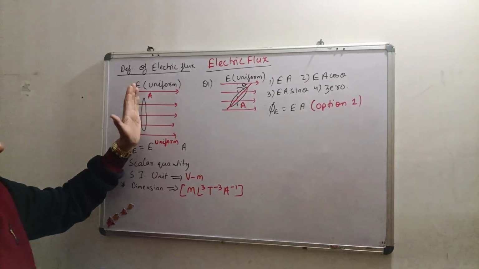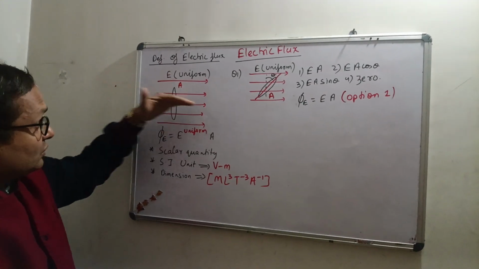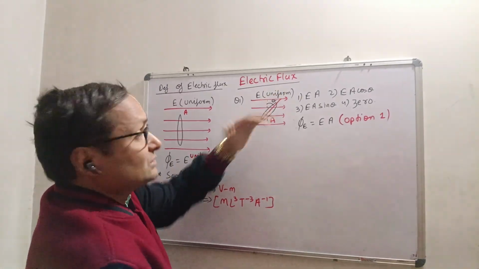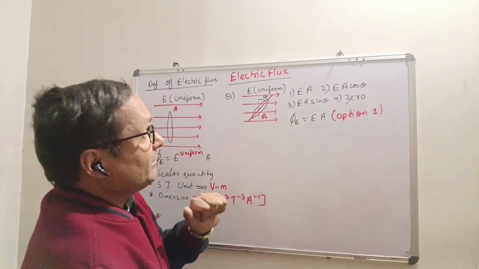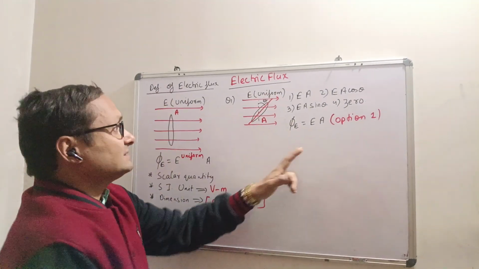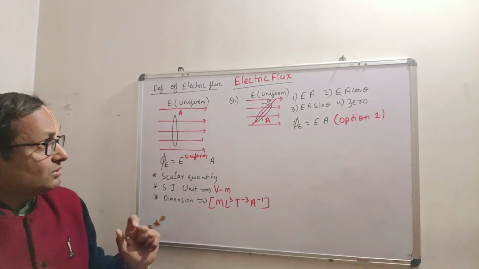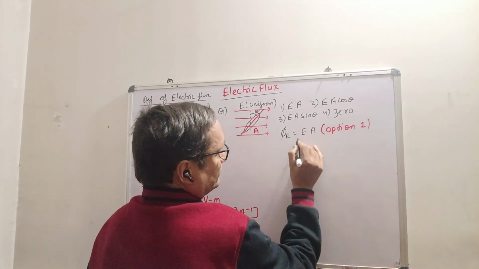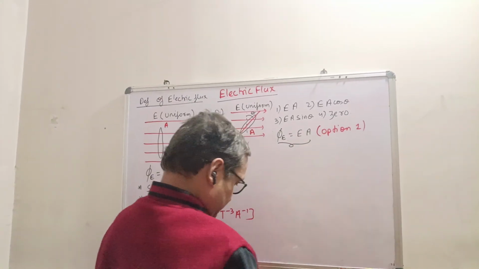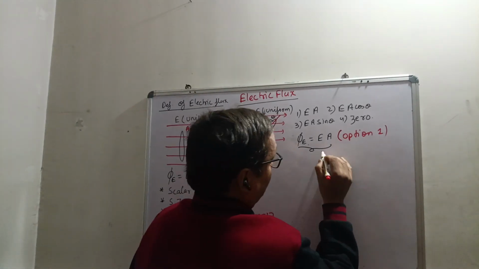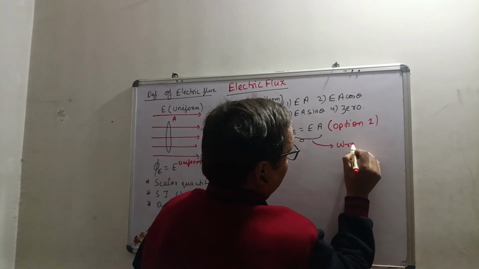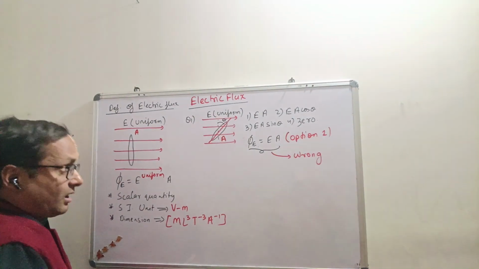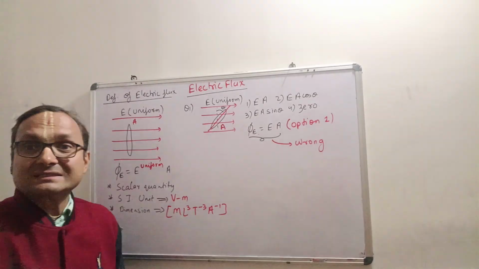In this case, area is perpendicular to the uniform electric field, but in this case the area is not perpendicular to the uniform electric field. Then how come the answers be the same? So this answer is wrong.